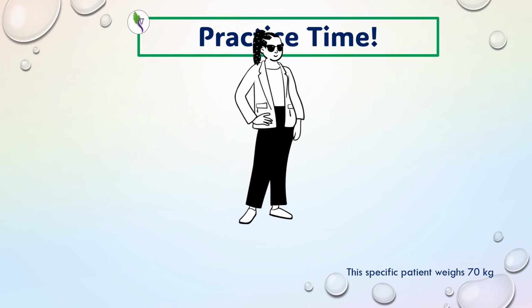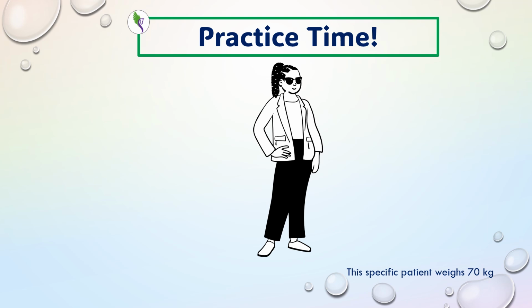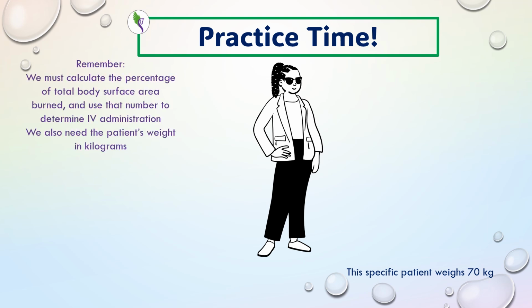We're going to practice again. We know this specific patient weighs 70 kilograms. Remember, we must calculate the percentage of total body surface area burned, and we use that number to determine IV administration. We also need the patient's weight in kilograms, which we have, 70 kilograms.